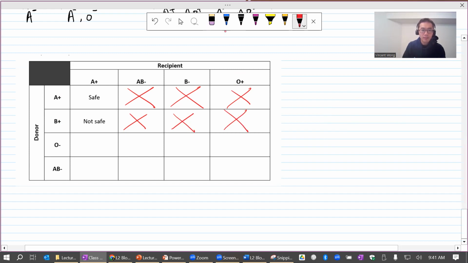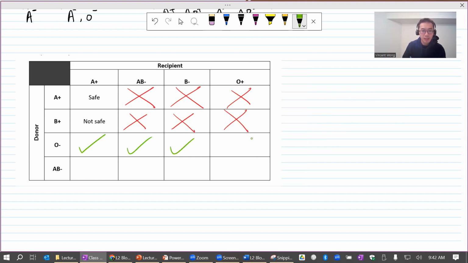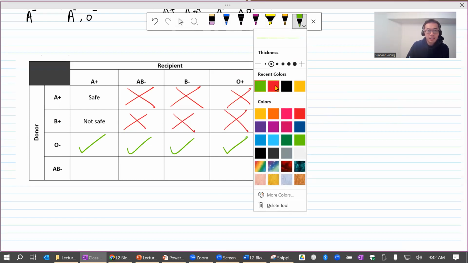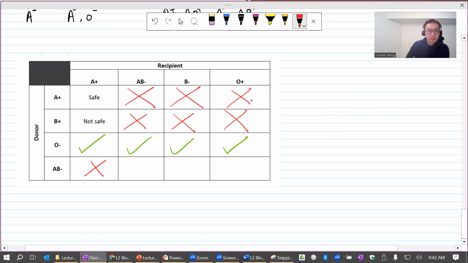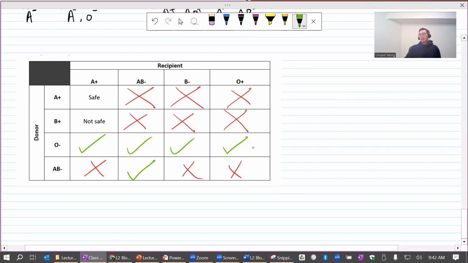All right. O negative can be given to all the people here. So safe, safe, safe, safe. AB negative. Nope. And then no and no, because AB can only give to other ABs, right? And over here, it is the same blood group, so that is safe. Any of these you need me to explain? Just let me know which one.